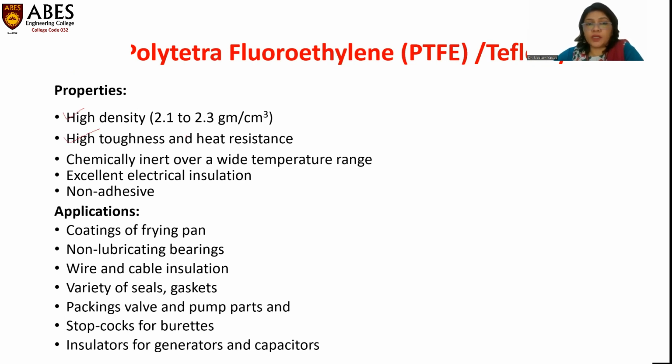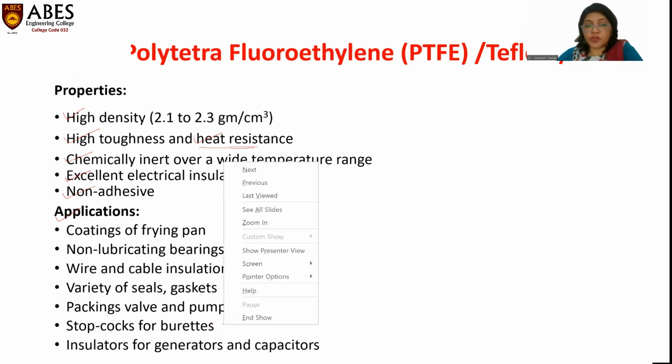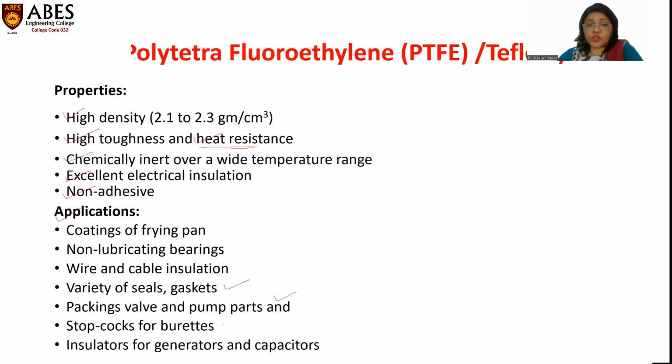Now, the properties of this Teflon are: it is a high density polymer. It has high toughness and high heat resistance. That's why it is used in cookware as a coating. These are chemically inert over a wide temperature range. They have excellent electrical insulation, and they are also non-adhesive. Different applications of Teflon are coatings of frying pans, non-lubricant bearings, wire and cable insulations. They are also used in seals and gaskets. They are used in packing valves and pump parts. They are used in stopcocks for burettes used in chemistry labs. Other uses of Teflon are as insulators for generators and also as capacitors.